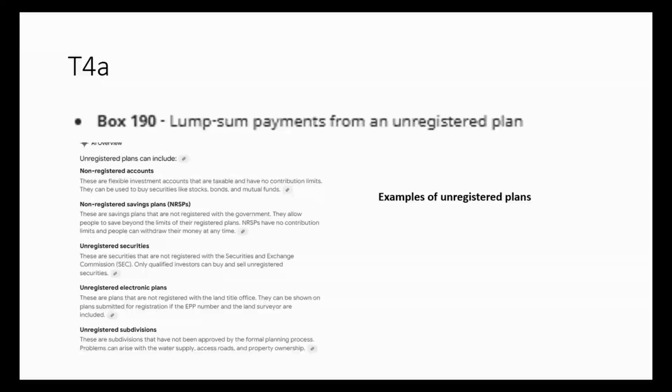Box 190, lump sum payments from an unregistered plan. Now, what is an unregistered plan? Examples include, but are not limited to, non-registered accounts, unregistered securities, unregistered electronic plans, unregistered subdivisions, and so forth. So anything that's not registered. What's an example of a registered plan? You have RSPs, for example, that are registered. Your RPPs are registered, and so on and so forth.